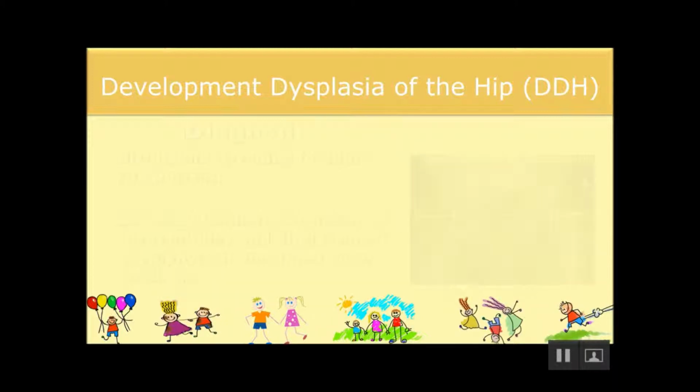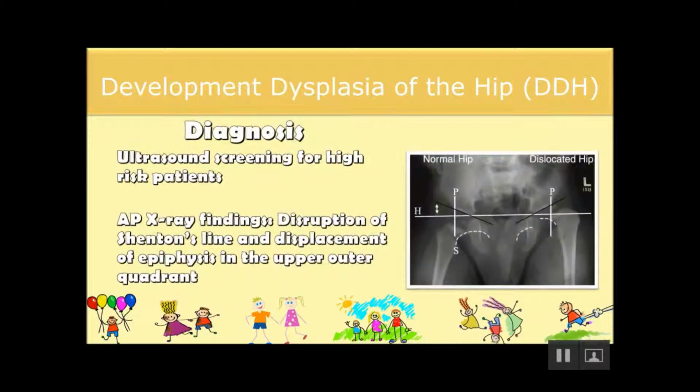Ultrasound screening is recommended for high-risk patients. On the AP X-ray, there will be disruption of Shenton's line. This is a line on the inferior aspect of the superior pubic ramus running inferomedially along the femoral neck. It is usually smooth and continuous. There also may be displacement of the epiphysis in the upper outer quadrant.